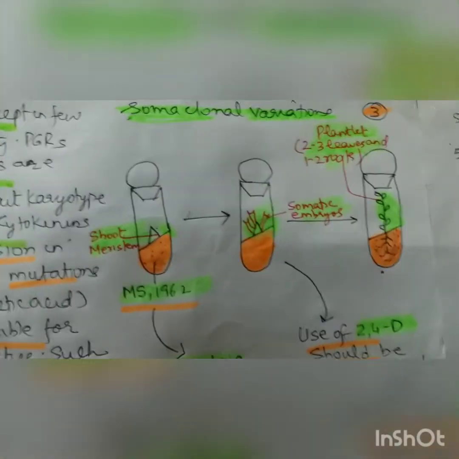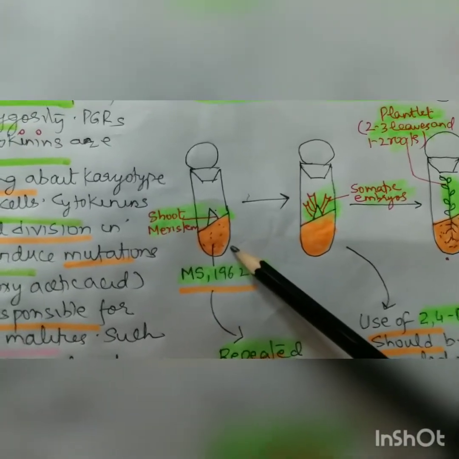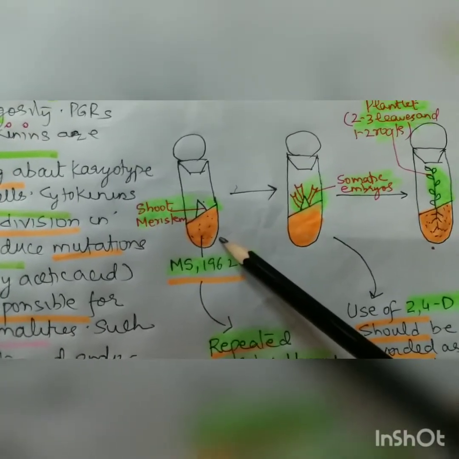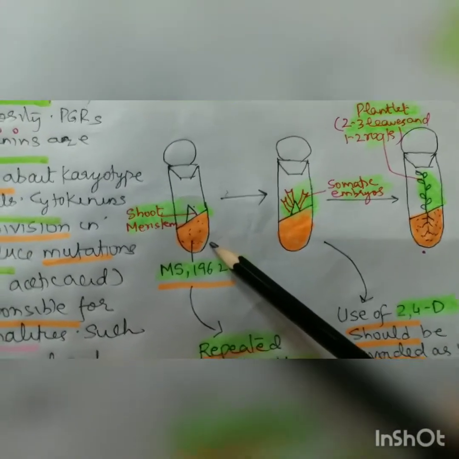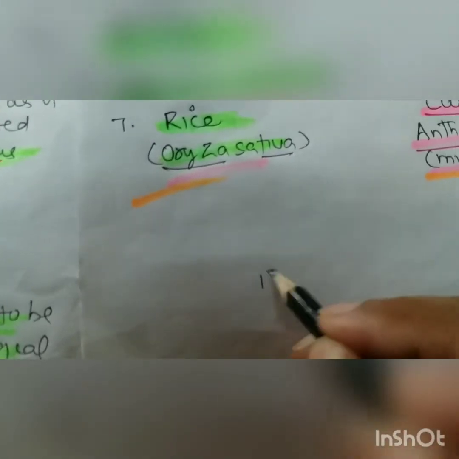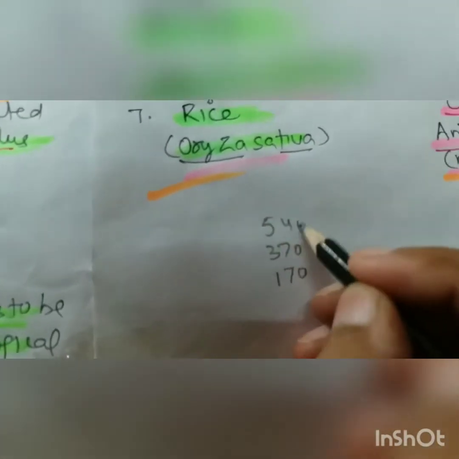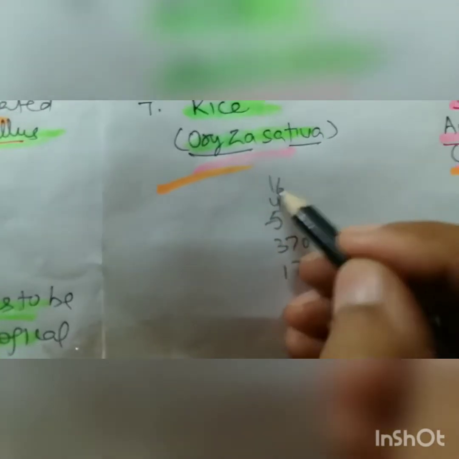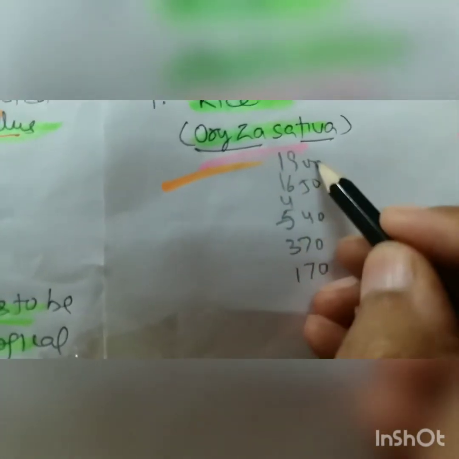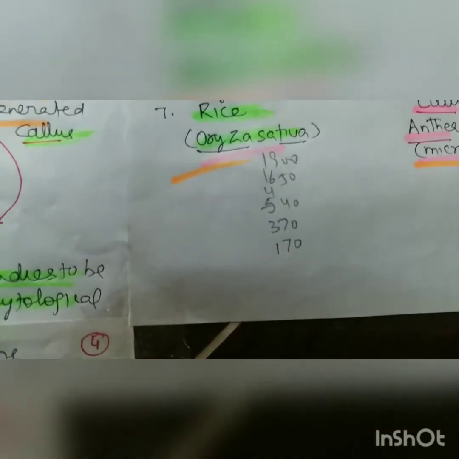Basically, when we do culturing, first we make media. I already told you, it consists of macronutrients, micronutrients, and then vitamins. For macronutrients, we have a very easy way to remember: 170, 370, 540 total, but it is 440, 1650 and 1900. And these are the macro: potassium, ammonium, then we have calcium chloride, magnesium sulfate, and potassium dihydrogen phosphate.